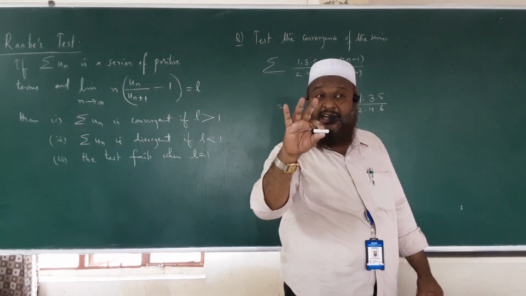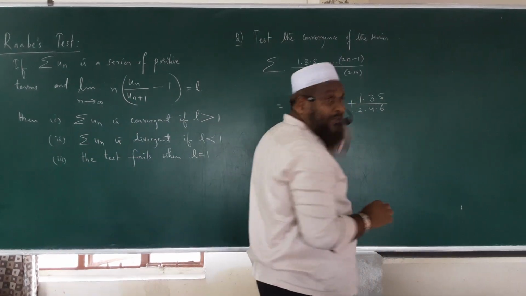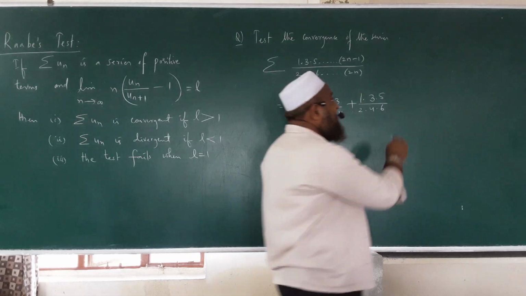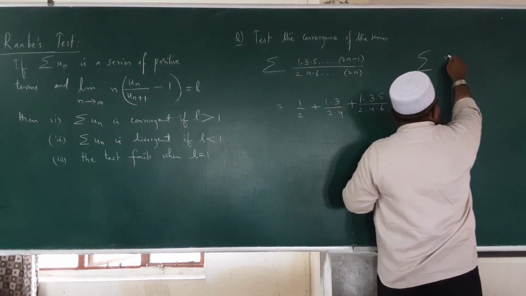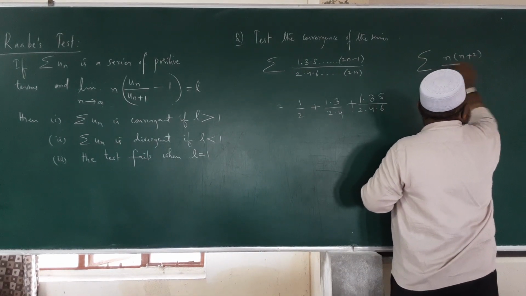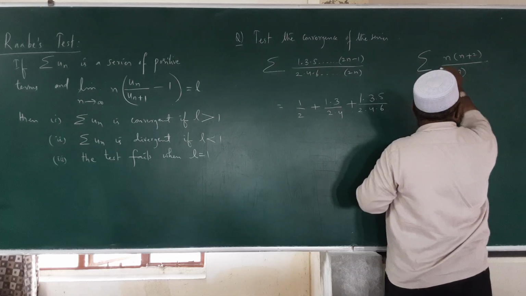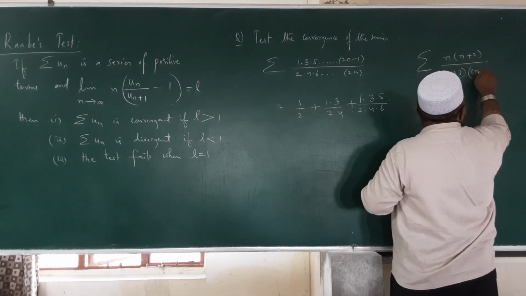Now try to understand the difference between this type of series and this type of series: sigma n into n plus 2 divided by 2n minus 3 or 2n plus 3 into 3n plus 4.